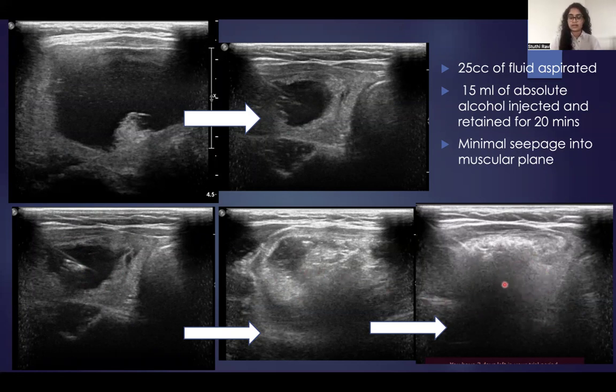This is the alcohol re-aspiration technique. In this case, minimal seepage into the muscular plane is also noted.